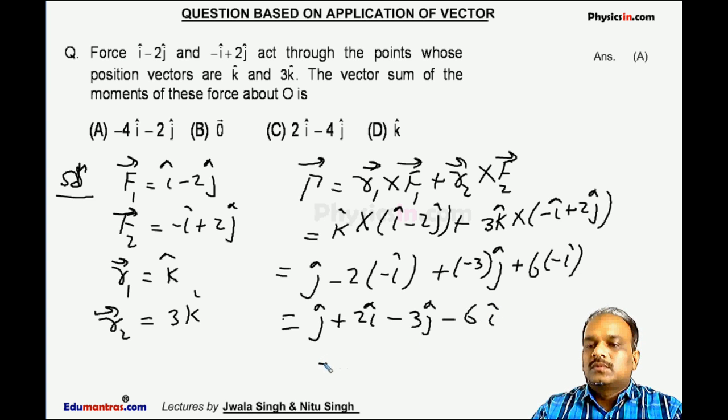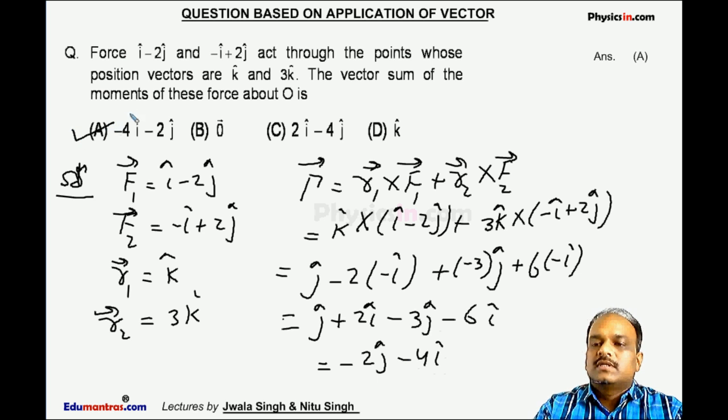So this is equal to minus 2j cap minus 4i cap. So this one is the right answer.